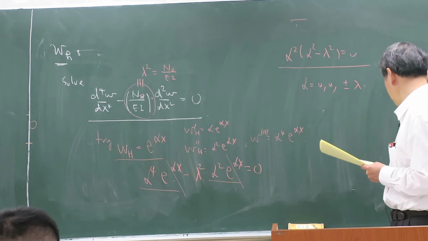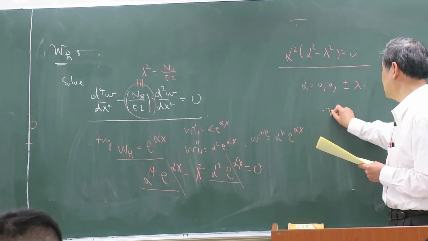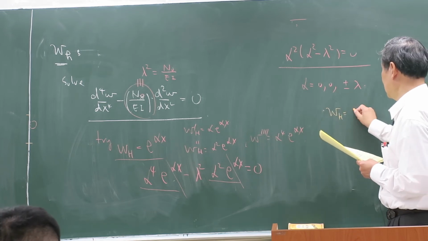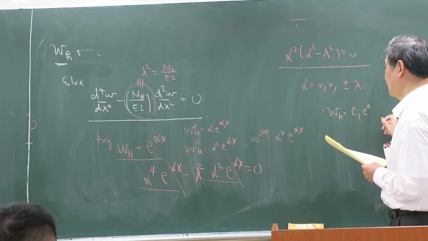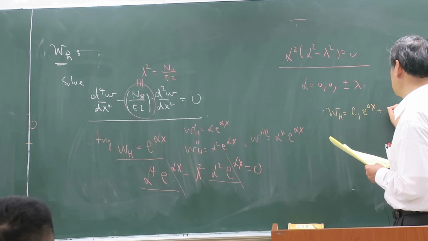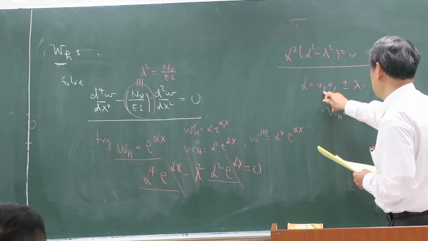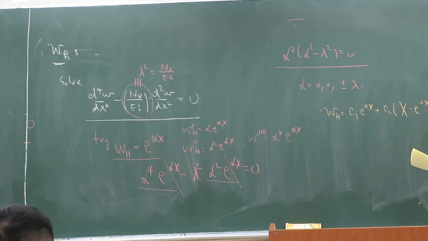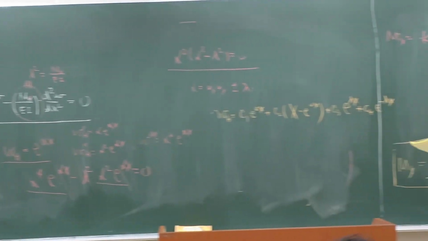So you have a solution Wh as C1 e^0x plus C2 x, for the repeated root, we have x e^0x, and plus C3 exponential lambda x plus C4 exponential minus lambda x. So that's my 4 roots, right?